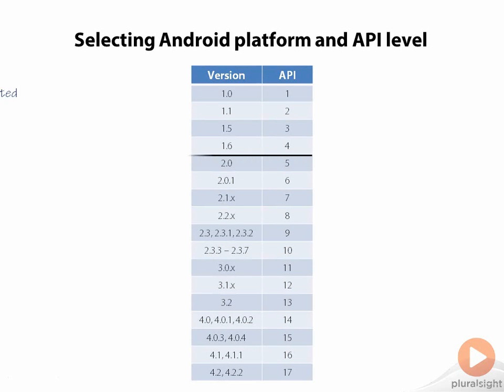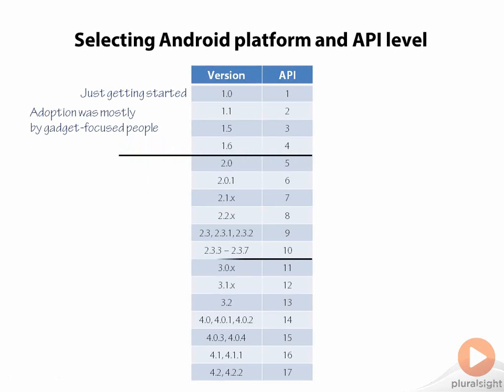First of all, let's look at each of the major versions. Version 1 was really the just-getting-started release of Android. It really appealed to gadget-focused people. It wasn't really a broad consumer release. If we look at the 2.x versions, that was a much more user-friendly version of Android. It's really at the beginning of widespread consumer adoption.